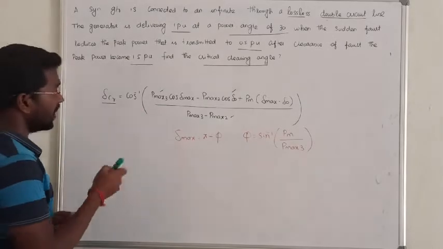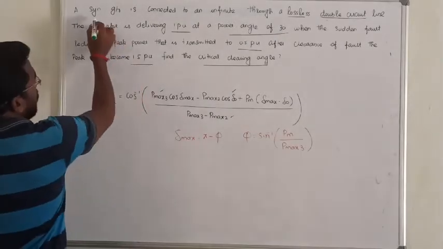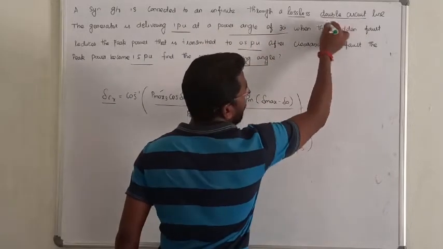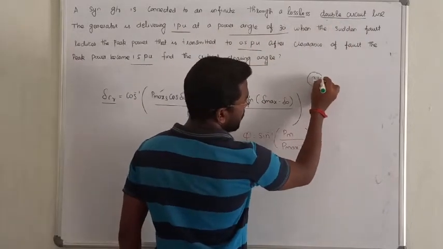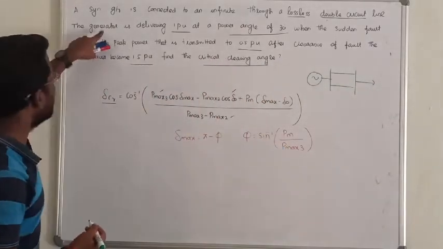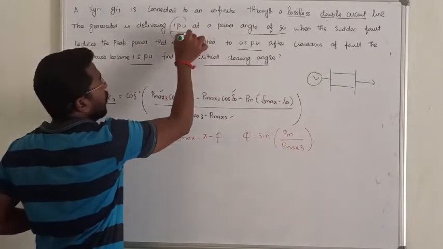Again, let us read the question once again. So starting, what did they say? A synchronous generator is connected to an infinite bus through a lossless double circuit line. It means there is a lossless double circuit line. Clear? Next, the generator is delivering 1 per unit, right?